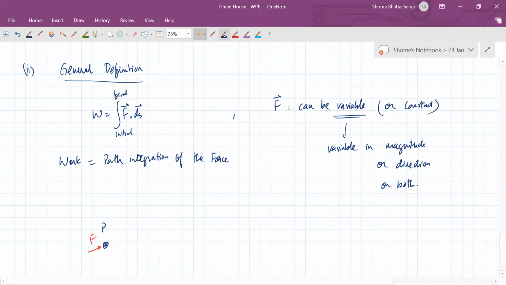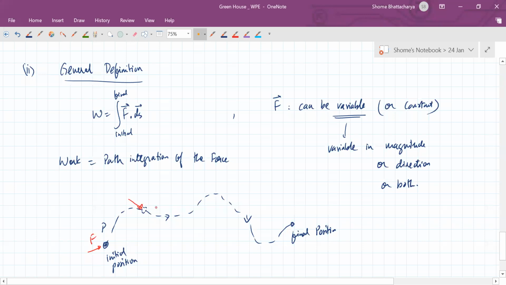So what happens here is that suppose on a particle we are applying a force like this, and the particle is going in some kind of complicated path like this. The particle goes from this initial position to this final position through this path. Also we are assuming that at every point during the path, the force can change in magnitude or direction or both. For example, the force has changed from this direction to, let's say, this direction, and its magnitude has also changed. Later, the force has become larger in magnitude, different in direction, then it becomes smaller. So all the time the force is varying.